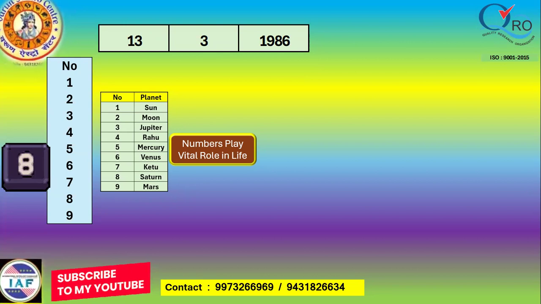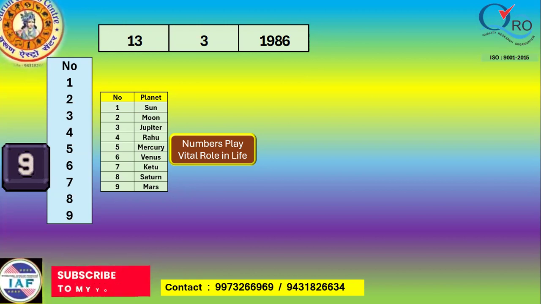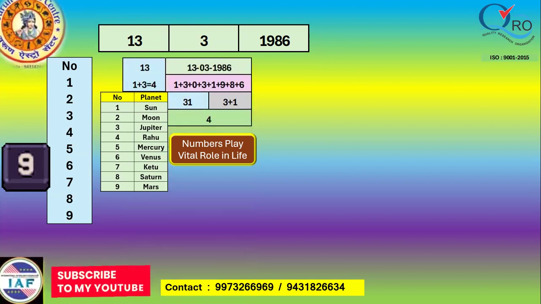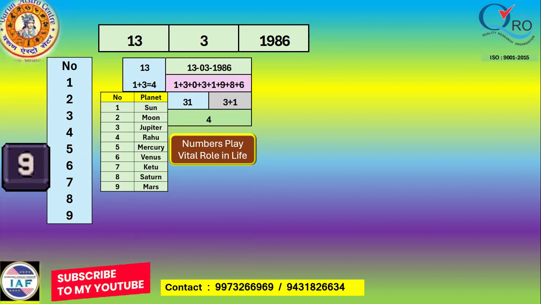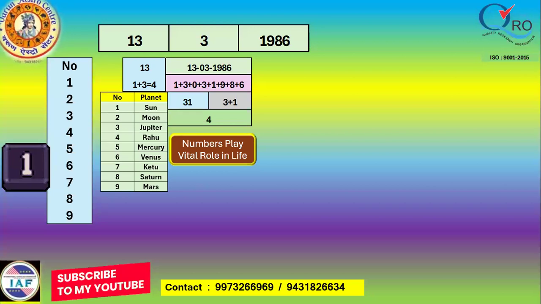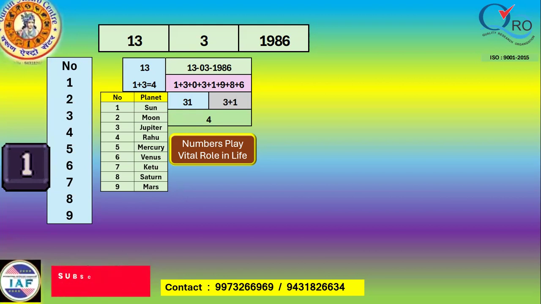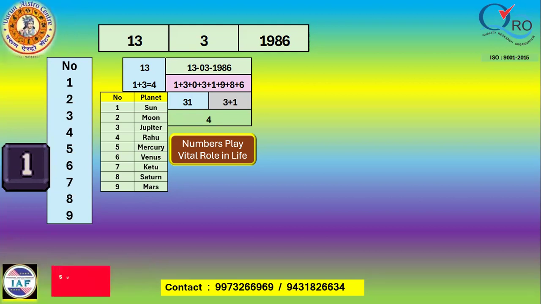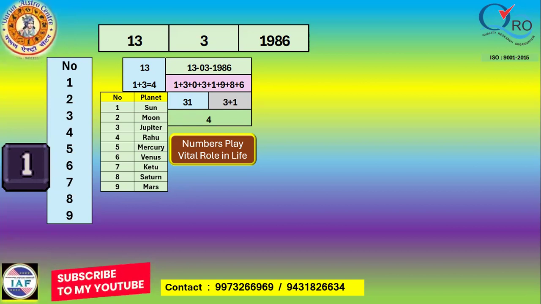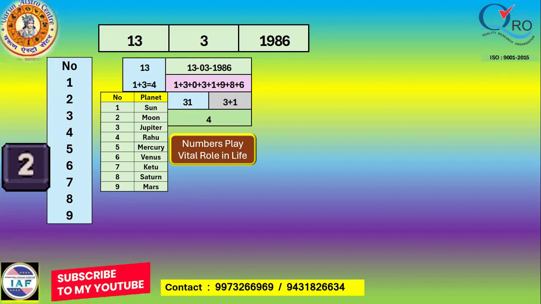So 13, 3, 1986. When the date is added together, it gives the prime number or driver. When the date, month, and year are added together, it gives the life number or conductor. And when the year is added together and converted into a single digit, for male it is subtracted from 11, for female it is added to 4. It gives the poor number, which is a gifted number by God.